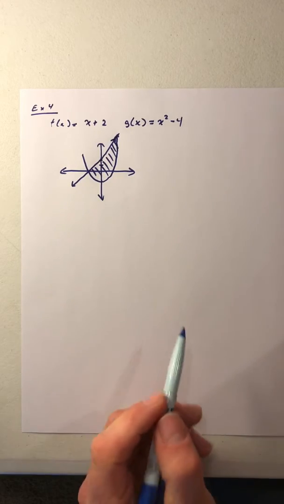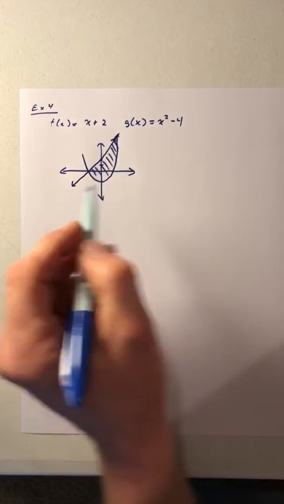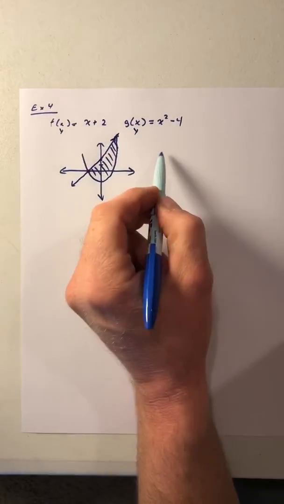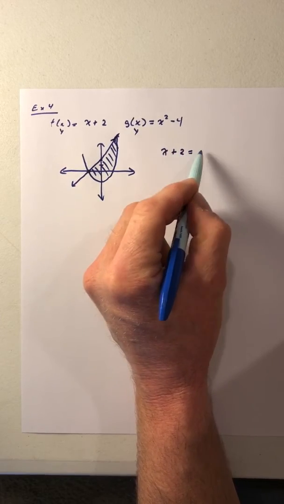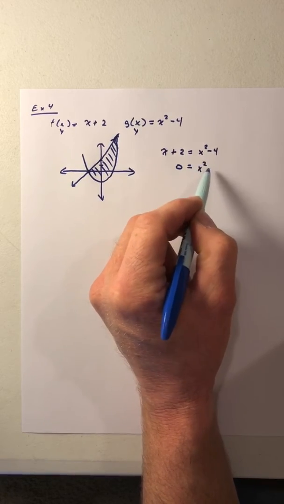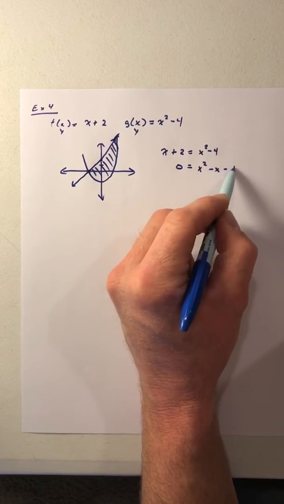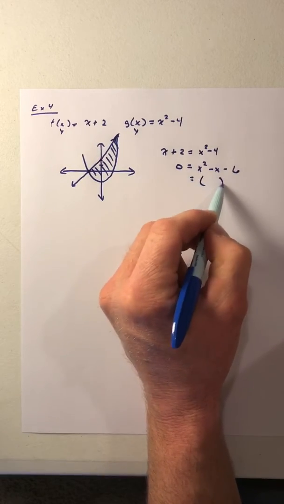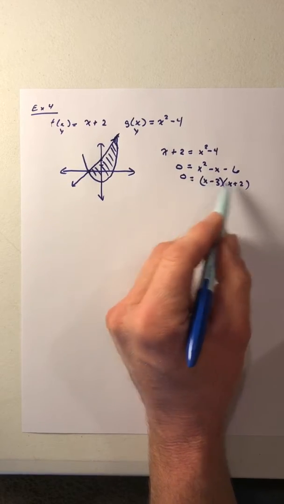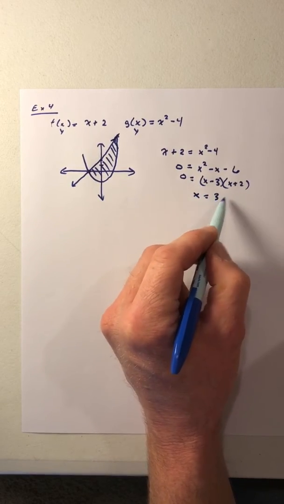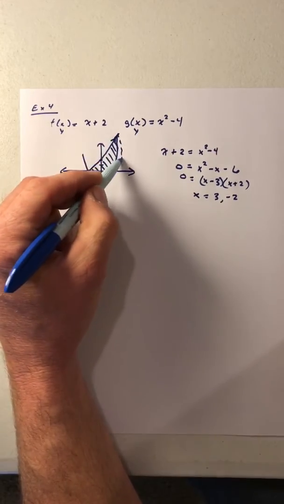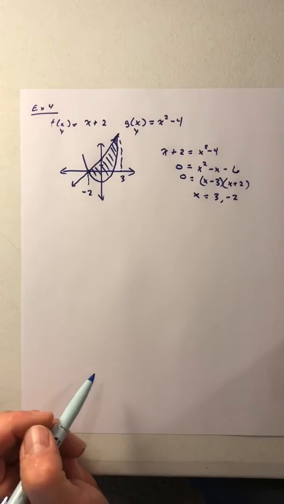2 ways we can go about doing this. We can set these 2 equations equal to each other by doing a substitution. Remember, these are both y equals. So we can say that x plus 2 equals x squared minus 4. Setting it equal to 0, we have x squared minus x minus 6. We can factor this, x minus 3, x plus 2. Setting both of those equal to 0, we know that x equals 3 and x equals negative 2. So we know this value is negative 2, and this value is going to be 3.